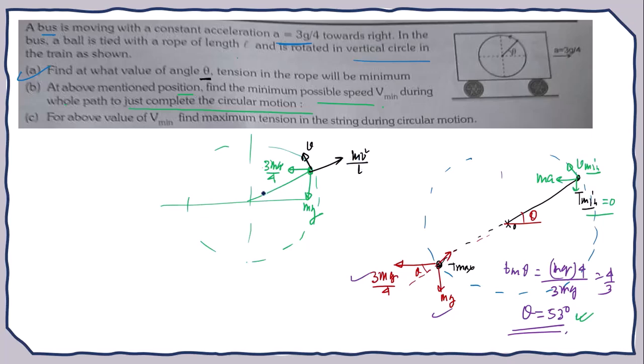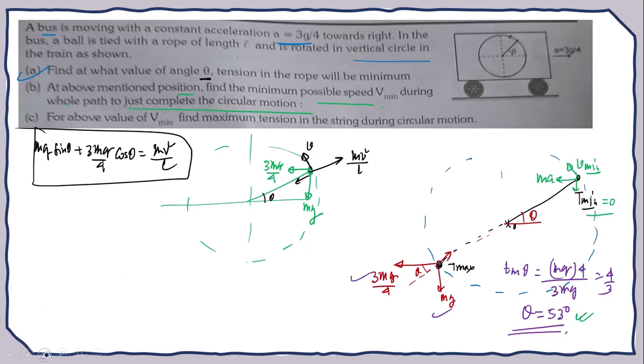Now I know this is angle theta. Take the components: mg has the sin theta component and 3 mg by 4 has the cos theta component. So mg sin theta plus 3 mg by 4 cos theta should be equal to mv square by L. I have already calculated theta, that is 53 degrees, so sin theta is 4 by 5 and cos theta is 3 by 5. So 4 mg by 5 plus 3 mg by 4 into 3 by 5 should be equal to mv square by L.